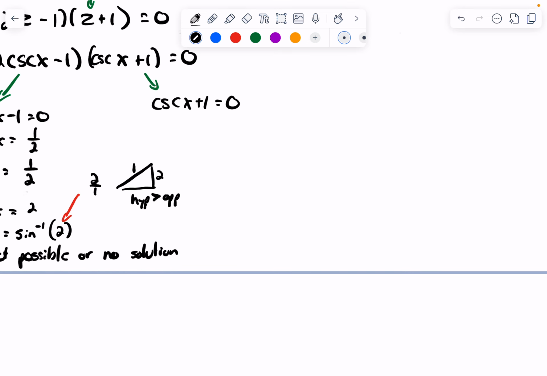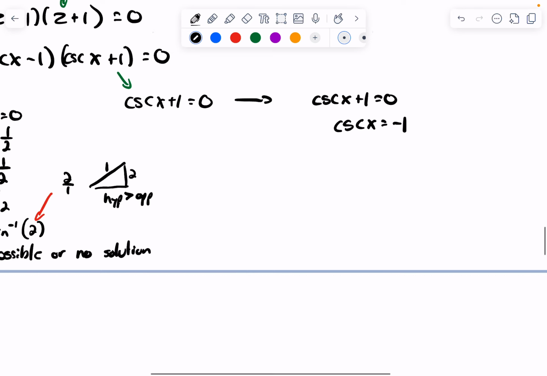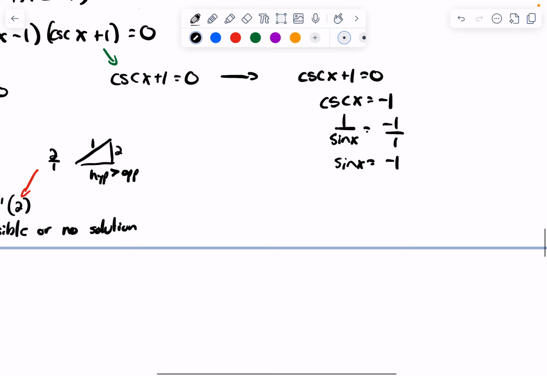All right, this one might have a solution. So let's evaluate the right-hand side. Cosecant x plus 1 equaling 0, so cosecant x is minus 1. Same approach as last time: 1 over sine x is the same thing as negative 1 over 1. So sine x is negative 1. What value of x would result in you getting a negative 1 for sine?